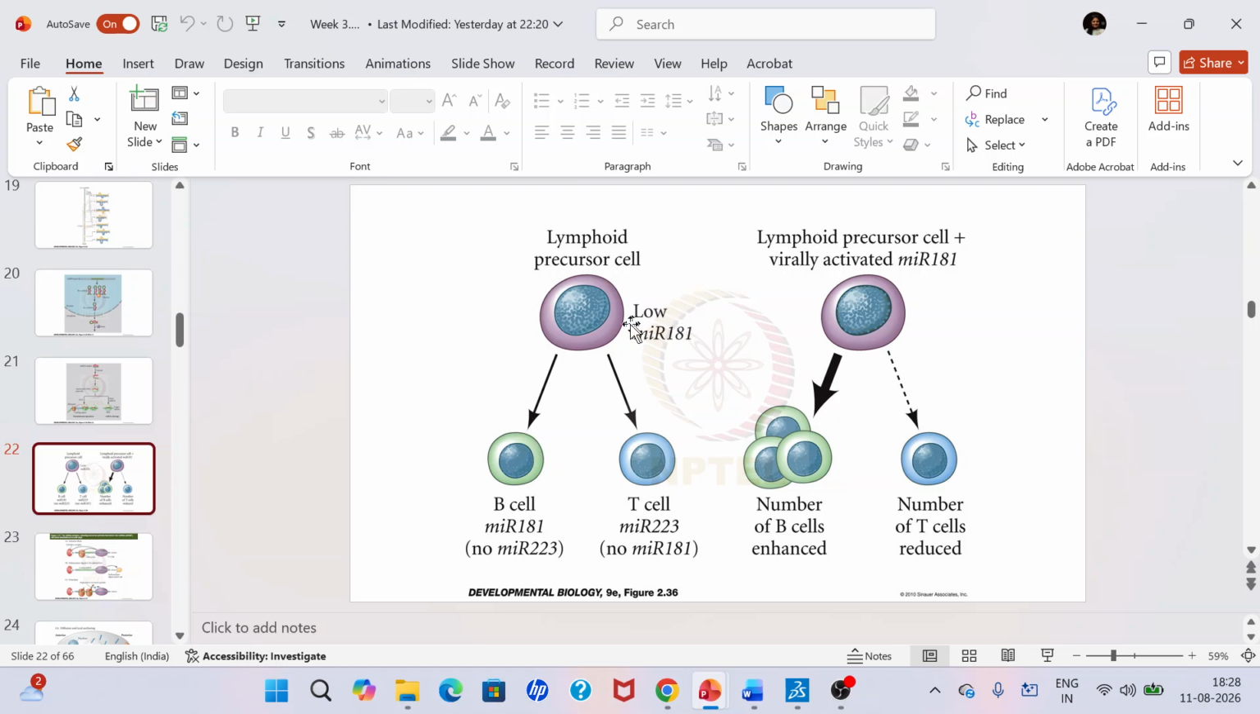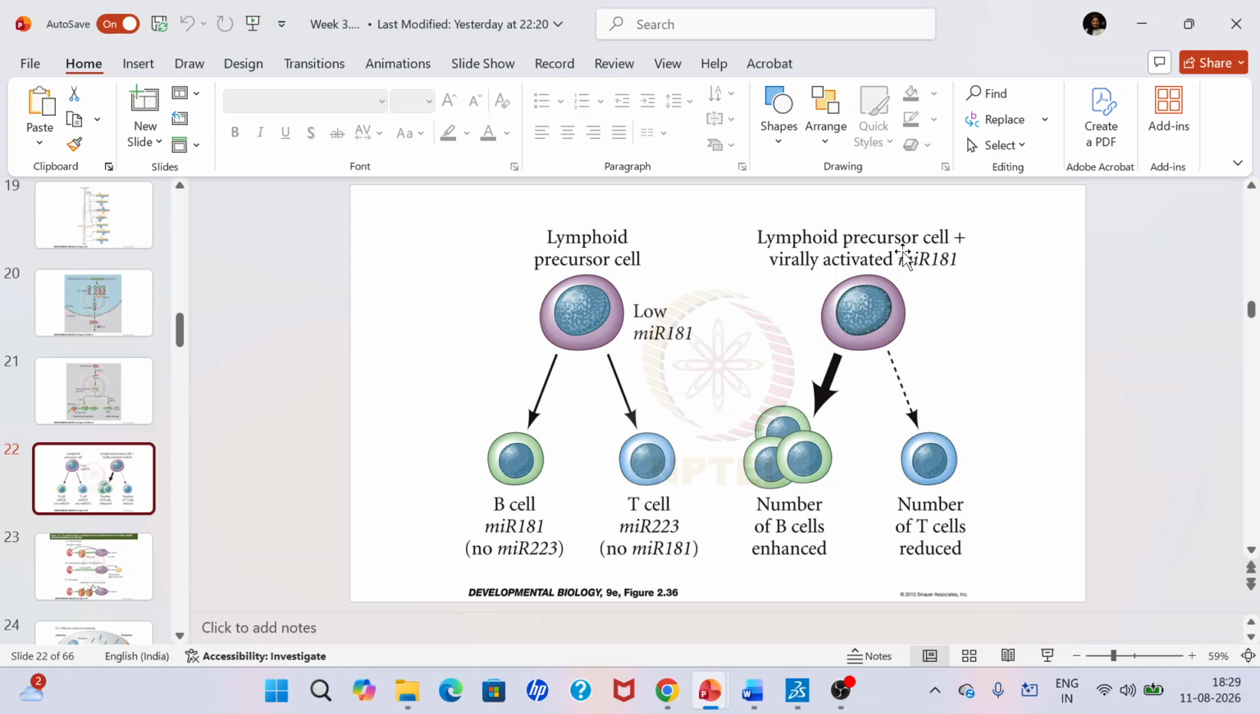For example, in these lymphoid precursor cells, if miR-181 RNA is low, it will form B cells and T cells at the basal level.